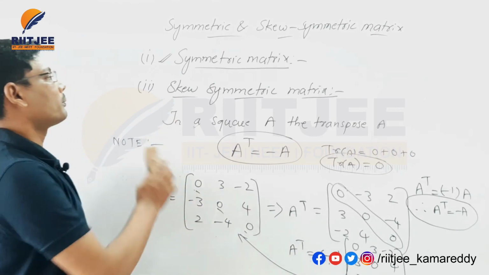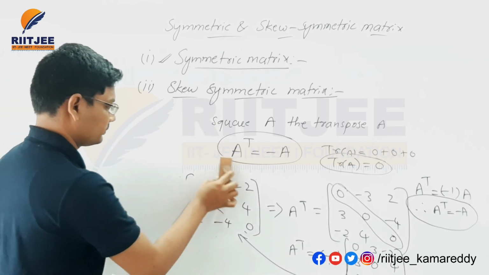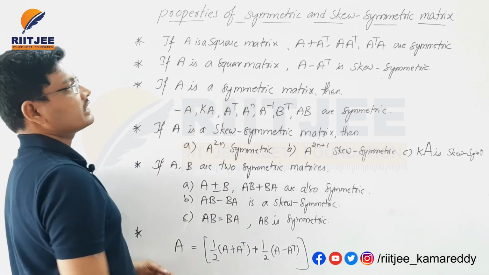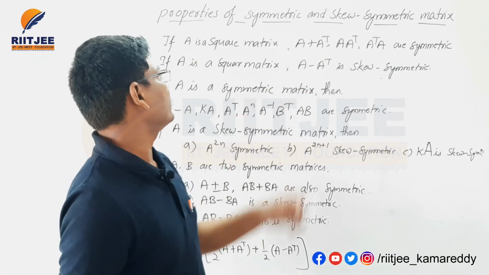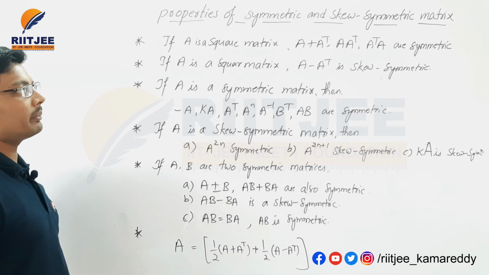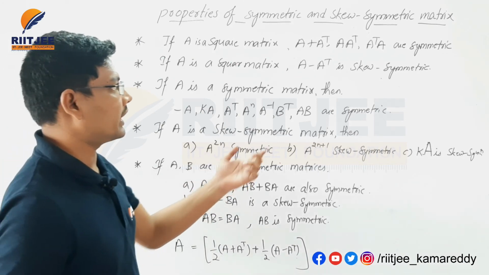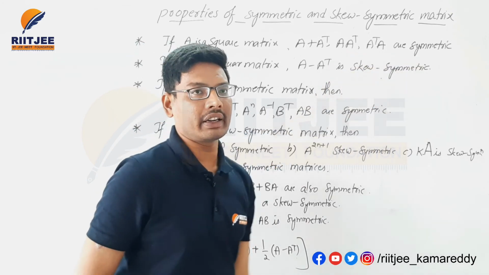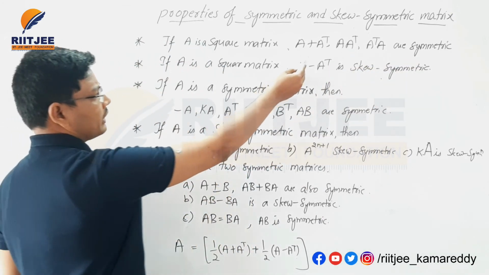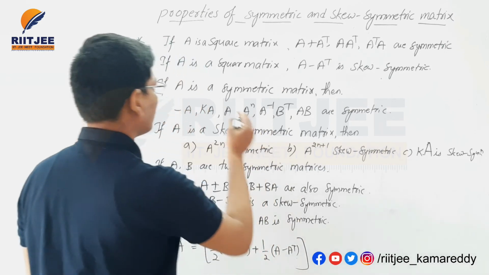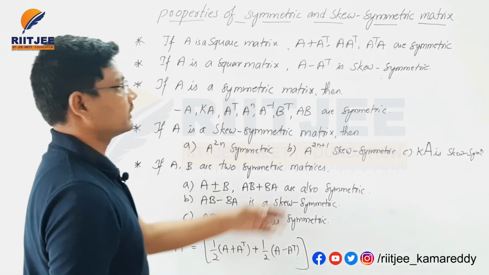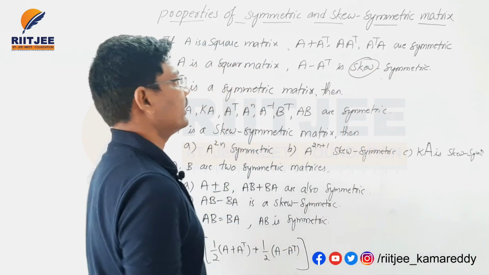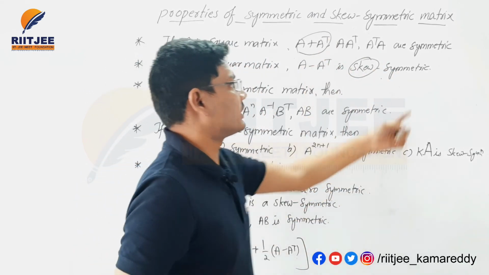And the next, some properties of symmetric and skew symmetric matrices. First one: if A is a square matrix, then the sum of A and A transpose, and the product of A transpose and A, are symmetric. If you take any example here, you can cross-check on your own. If A is a square matrix, then A minus A transpose is a skew symmetric matrix, and A plus A transpose is a symmetric matrix.